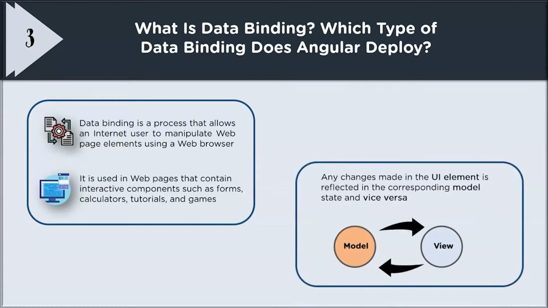Any changes made to the user interface are reflected in the corresponding model state. Conversely, any changes in the model state are reflected in the UI state. This allows the framework to connect the DOM to the model data via the controller.